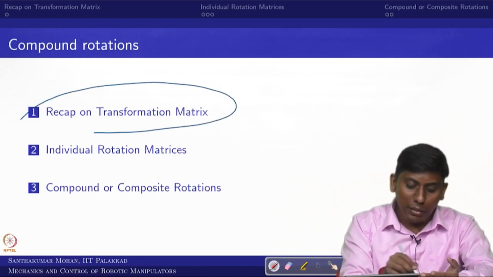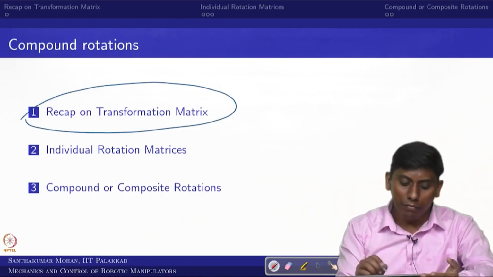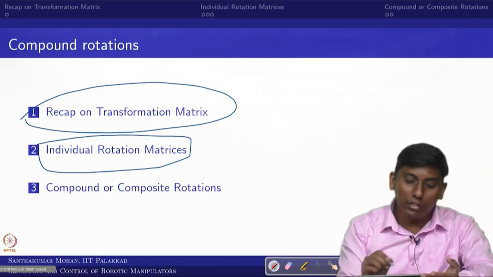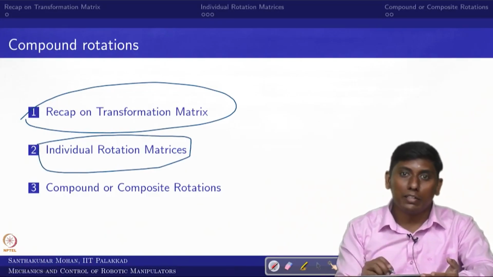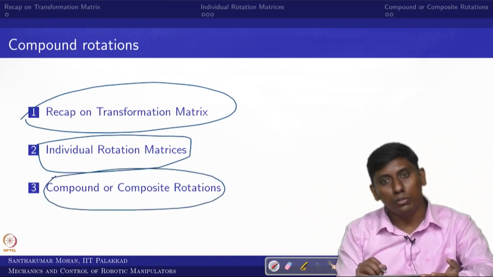We'll be recapping the transformation matrix. We will not go into detail, but we will give a brief. Then we will take the individual rotation matrices, for example x-axis rotation, y-axis rotation and z-axis rotation. Then finally we will end up with what you call compound or composite rotation.